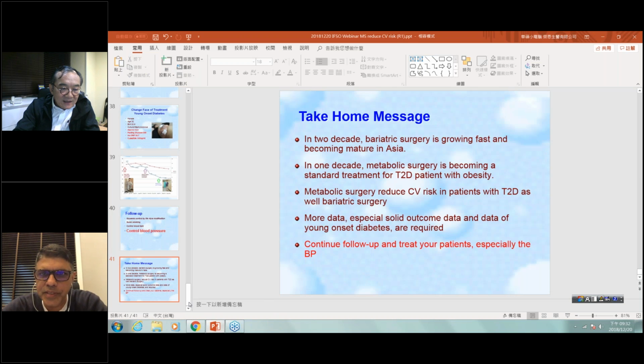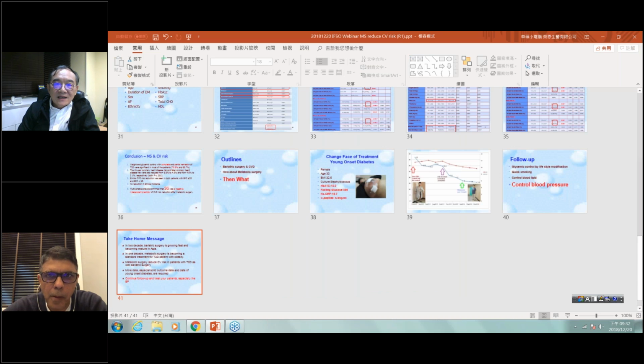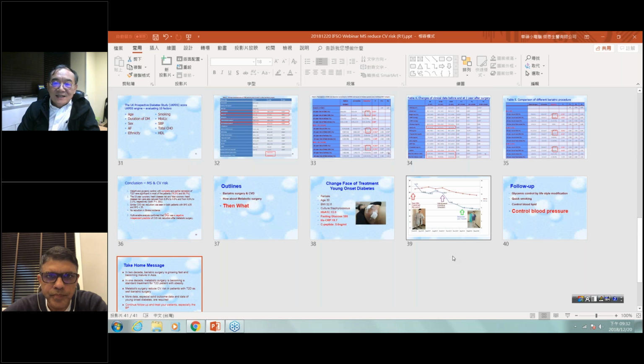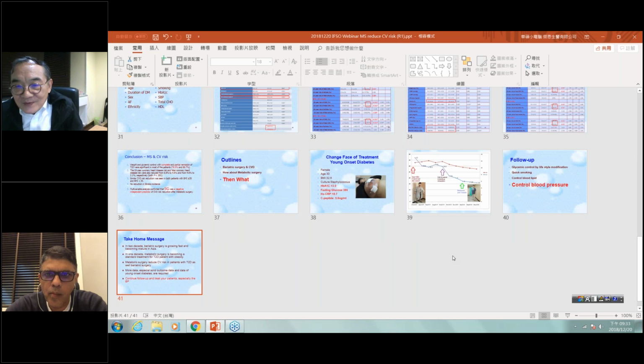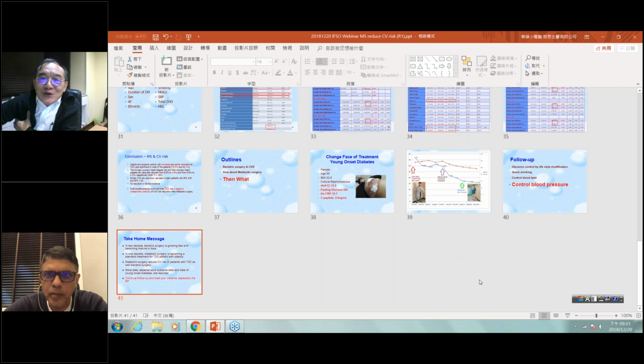Kazu's question, Professor Lee, is: remission of type 2 diabetes is higher in SAGB than in Roux-en-Y, and Roux-en-Y and SG are almost the same. Why is Roux-en-Y the same as SAGB regarding cardiovascular risk and superior to SG? Yes, I think this is a great question.